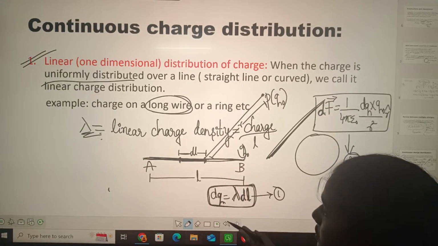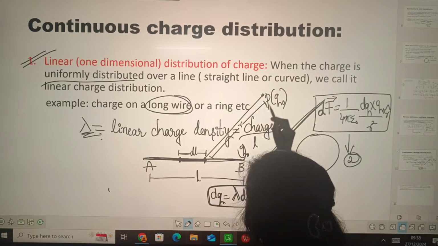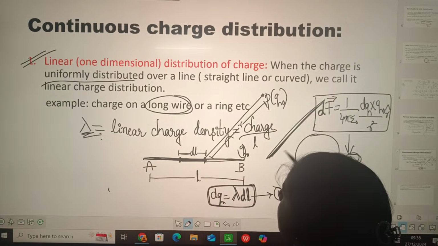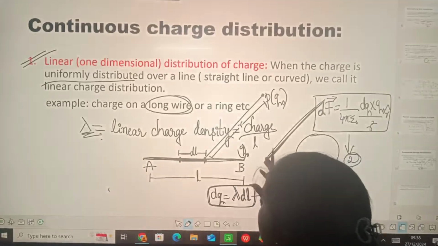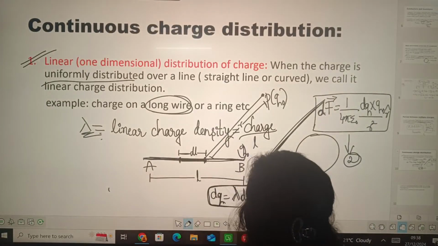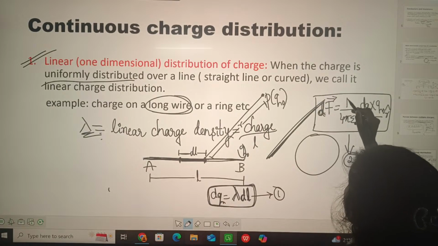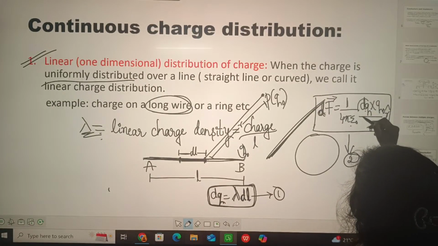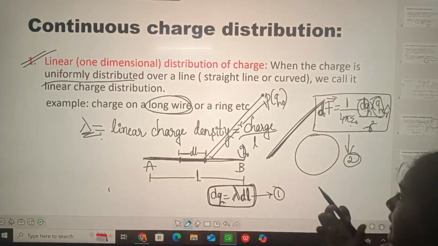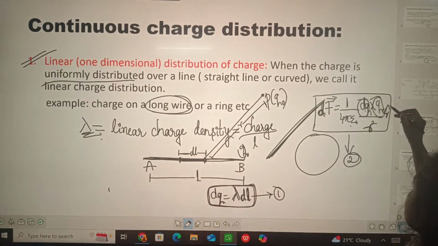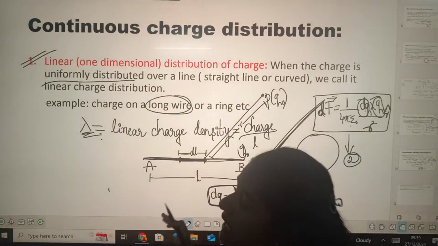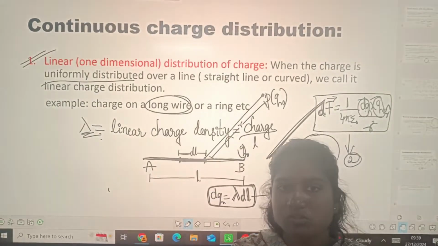Then let us consider a point charge q naught placed at a point P whose distance is r. The force dF is written as 1 by 4 pi epsilon naught into the small charge dq, and at point P the charge q naught, divided by r square, in the vector formation r cap. This is all about the linear or one dimensional charge distribution.